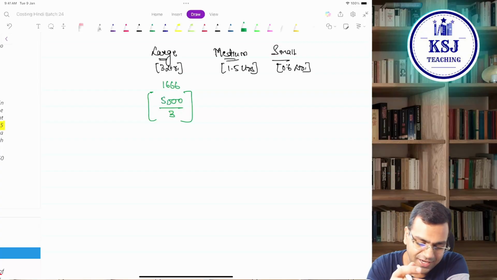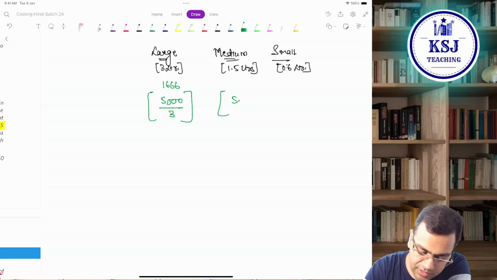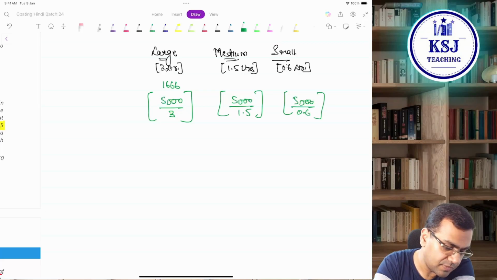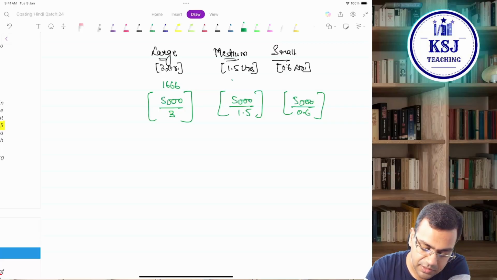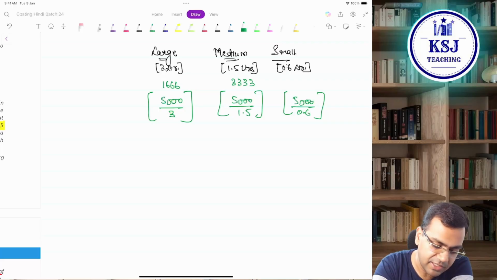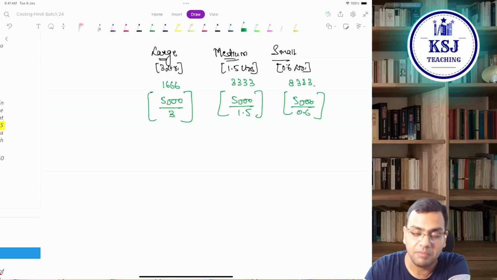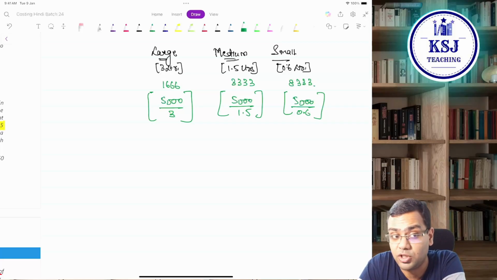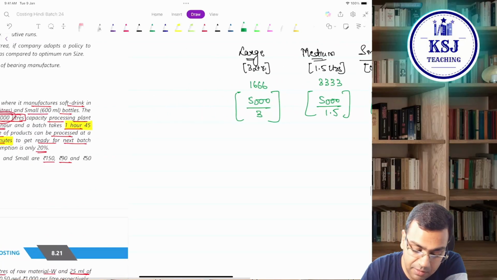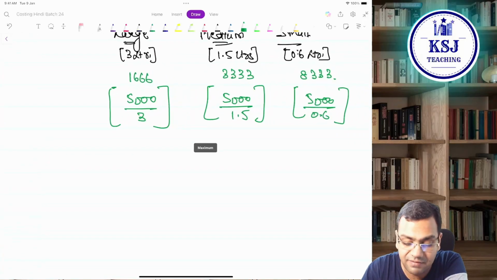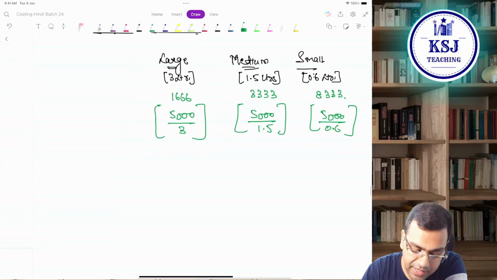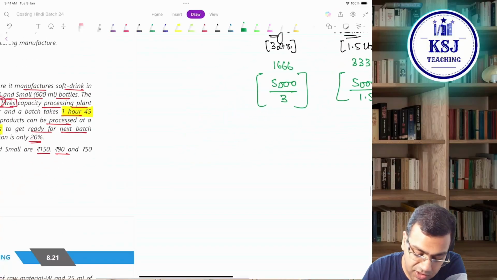Here it will be 5000 divided by 1.5, which comes to 3333, and 5000 divided by 0.6, which comes to 8333. So these are the number of bottles that you will be able to manufacture with the given capacity. In one batch, you will be able to manufacture these many bottles.